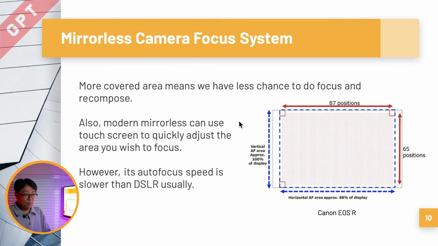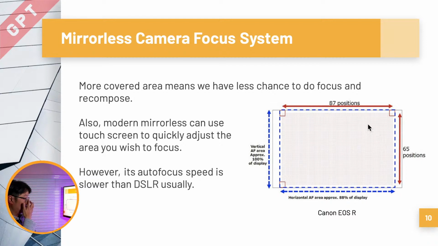But I still believe it's a little bit slower than the DSLR. Nowadays it doesn't lag by a lot, maybe a few milliseconds. Especially in those really high-end ones like the R5 or the Sony A1, it will be almost insignificant when you compare to the true optical focus system.